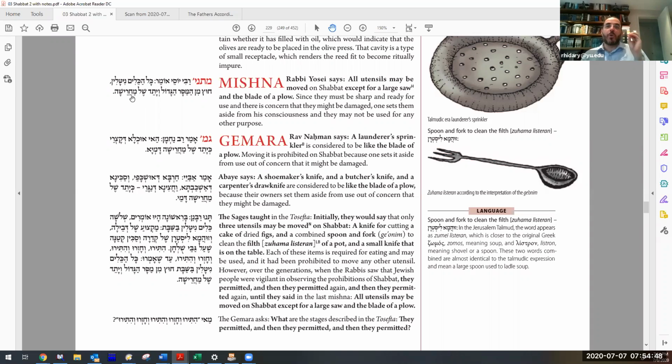In other words, this is the most lenient position you're going to find, right? Everything is allowed except for two things. What are the two items that you cannot use? This large saw and the blade of a plow, right? These would be like really big items.